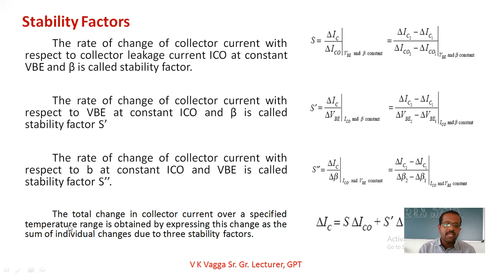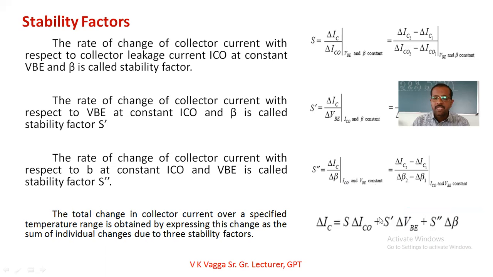And the entire total change is given by the formula delta IC is equal to S into delta ICO plus S dash into delta VBE plus S double dash into delta beta. This is the entire total change of the output current with respect to leakage current, with respect to base emitter voltage, and with respect to the gain. This is about the stability factor.